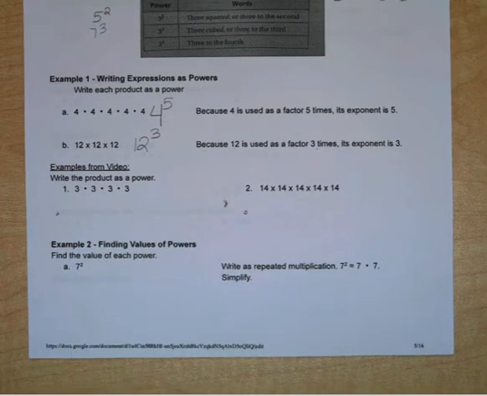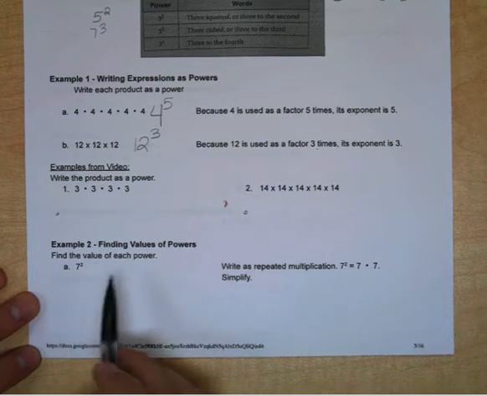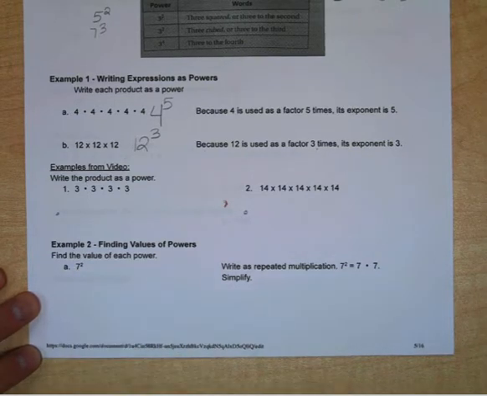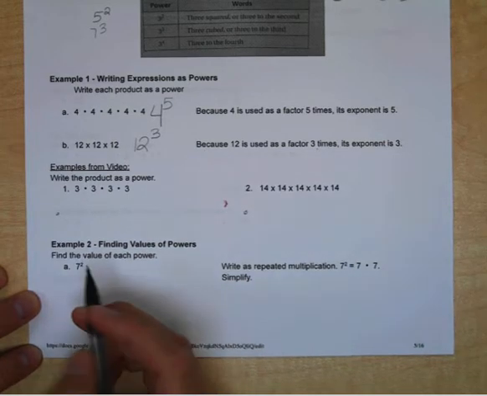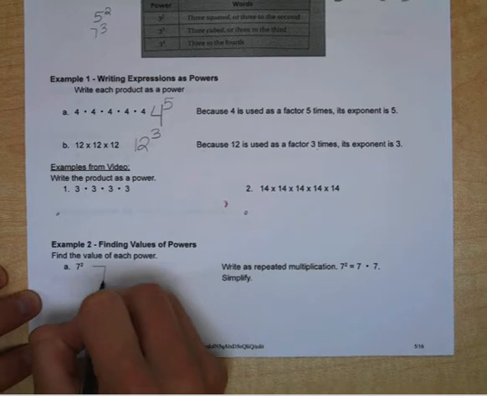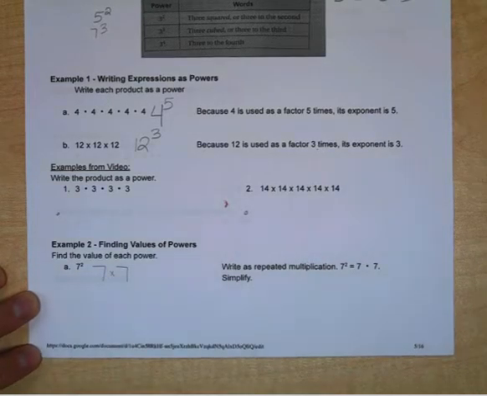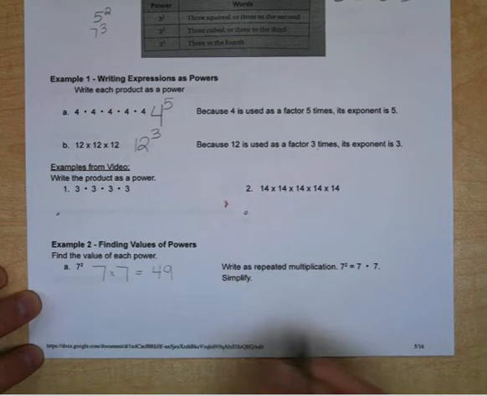Example 2 says finding values of powers. So this means we want to figure out, what does 7 squared equal? So first we need to rewrite it as a multiplication problem. So 7 squared means we have 2 7's. So we have 7 times 7. We know that 7 times 7 equals 49, so our answer is 49.